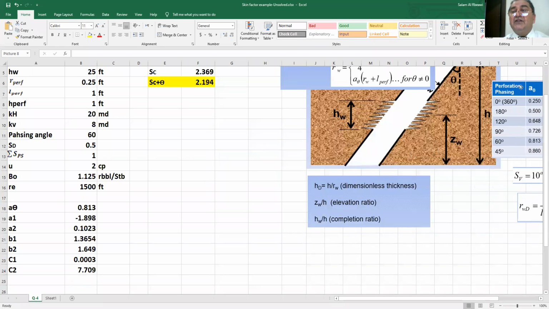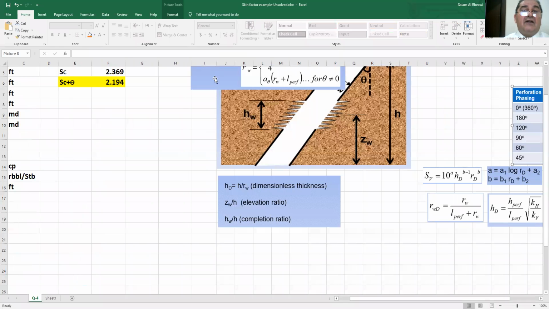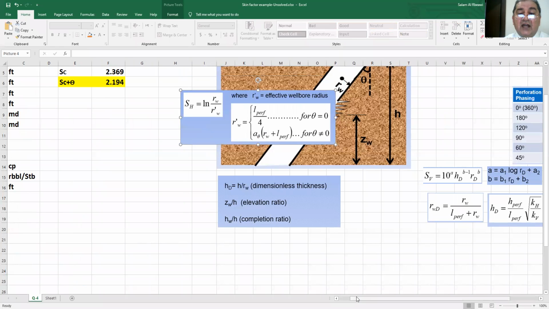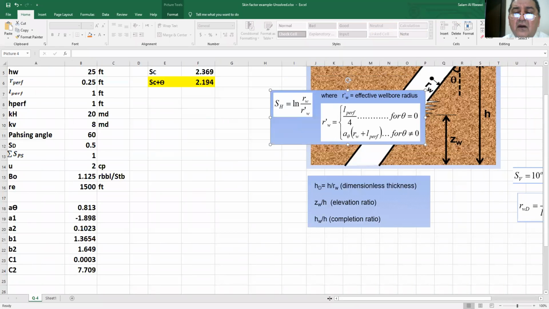So we are done with this table. Now I'm gonna calculate RW dash here. Hocam, I think you wrote the wrong C2. 7.509. You mean 509? Yes, hocam. Yes. Okay.